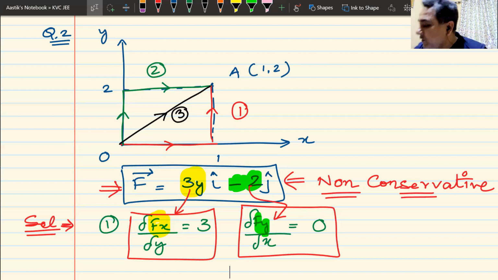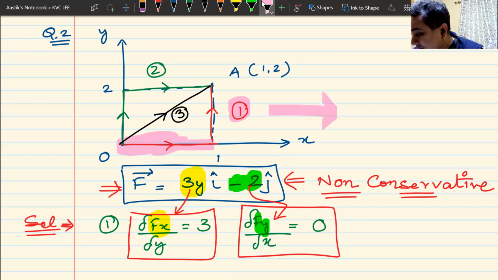I will try path number 1, so I'll color it pink. Now, what is the work going to be? Someone got the answer. Great. See, someone is speaking now. When I say all these things, you start speaking. So you got the answer as 2 joules, right?